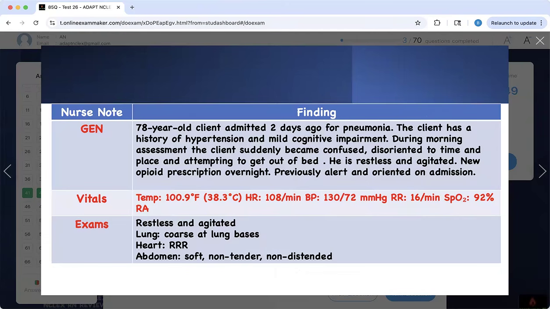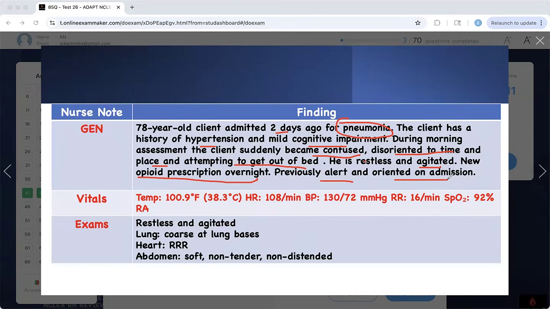70-year-old client admitted to the hospital 2 days ago with pneumonia. That's your first thing. Why are you in the hospital with pneumonia? Do you have an infection associated with pneumonia? The client has a history of hypertension and mild cognitive impairment. During morning assessment, the client suddenly became confused, disoriented to time and place, and attempting to get out of bed. He's restless, he's agitated, new opioid prescription given overnight. So the patient had an opiate overnight. The patient previously was alert and oriented.